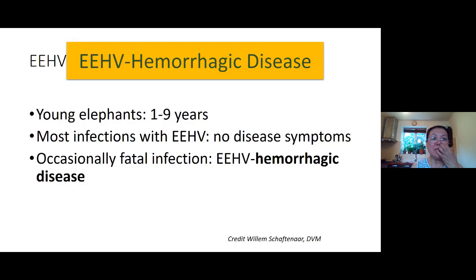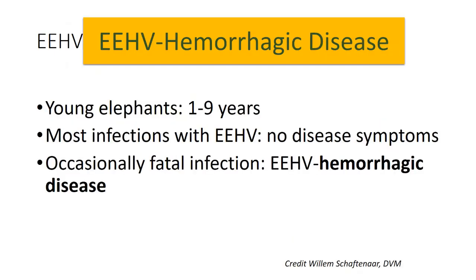So EHV disease is mostly a disease of young elephants. The recorded age in some countries, as we found in Myanmar, is a little more than 10 years, up to 10, but in Europe the record is 1 to 9 years. I think it's under 10 years. Most infections are without disease, they do not show symptoms during the early phases, and occasionally there is a fatal infection. The one that causes fatality is EHV hemorrhagic disease.